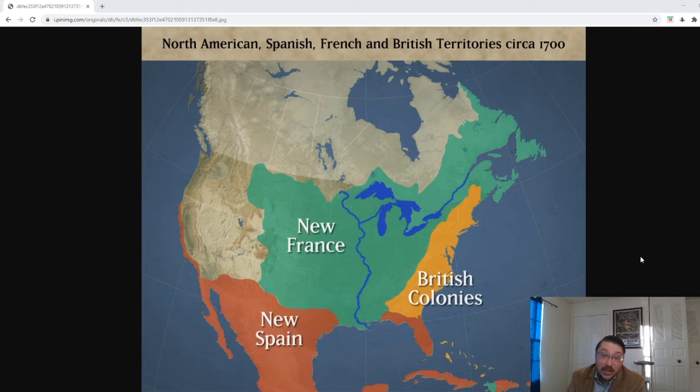So they sought to control the Mississippi once they found it. And to do that, they established the port at New Orleans, which is why that city is where it is.